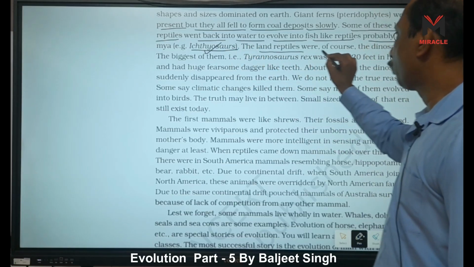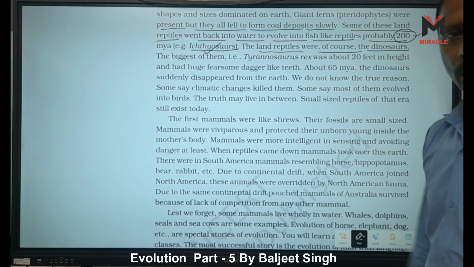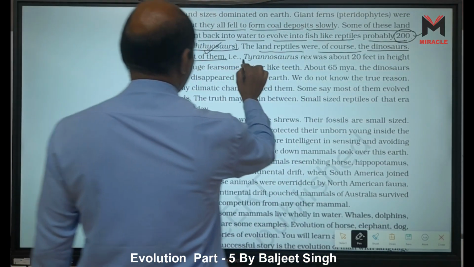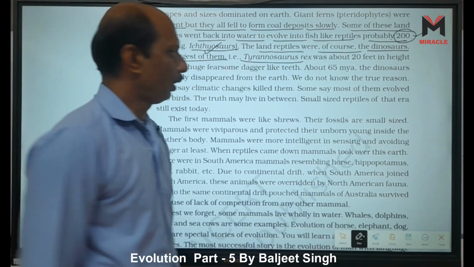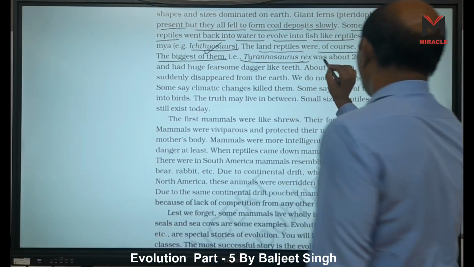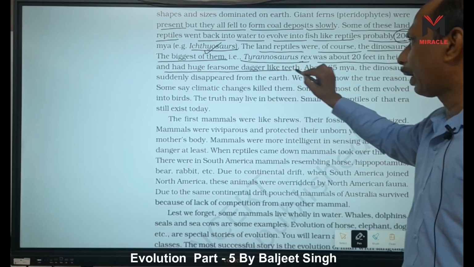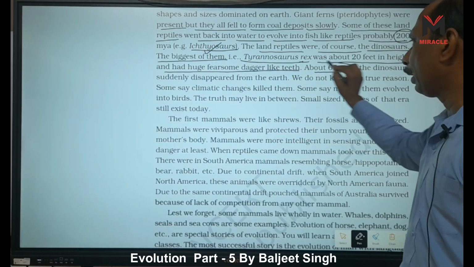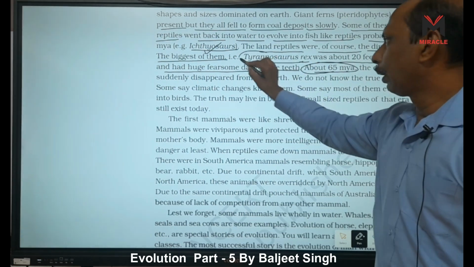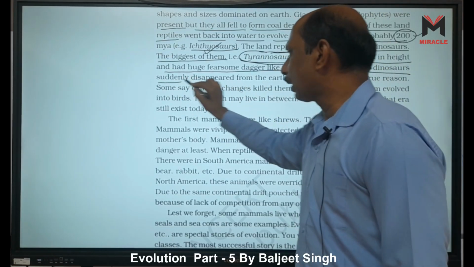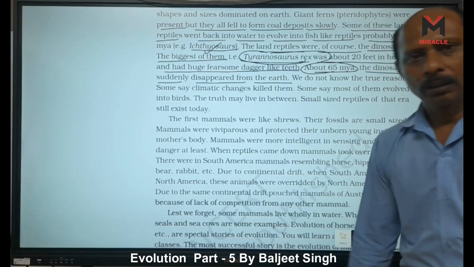The land reptiles were of course the dinosaurs. Dinosaurs, very huge. The biggest of them, which one? Tyrannosaurus Rex. Tyrannosaurus Rex was about 20 feet in height with huge, fearsome dagger-like teeth. About 60 million years ago, that is very important, right? 60 million years ago, the dinosaurs suddenly disappeared from the earth, right?